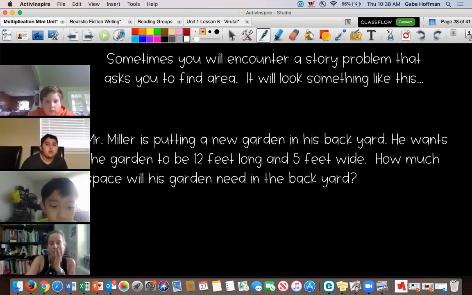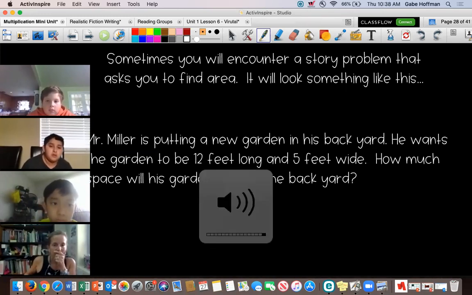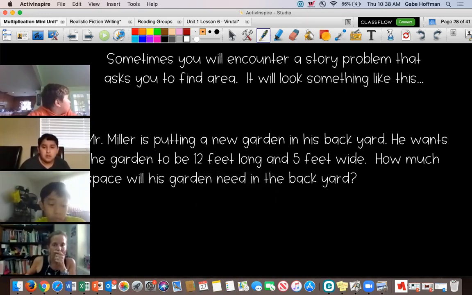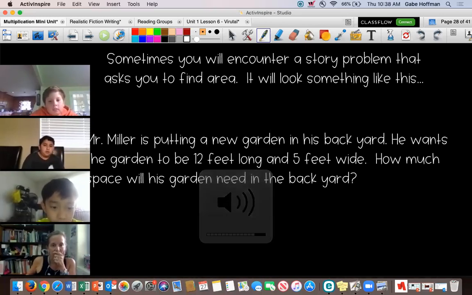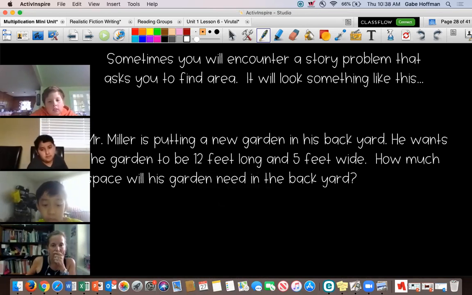Sometimes you will encounter a story problem that asks you to find the area. It will look something like this. Mr. Miller is putting a new garden in his backyard. He wants the garden to be 12 feet long and 5 feet wide. How much space will his garden need in the backyard?